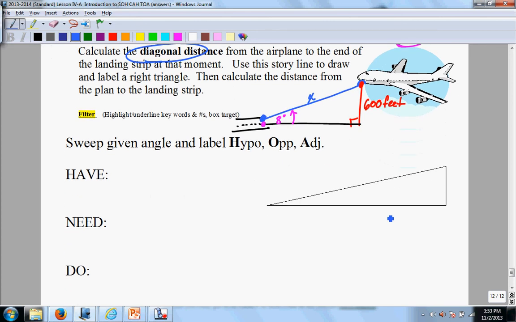Let's pull this information down to this triangle so you're more familiar with it. There's your 8 degrees. We want this as x. We have a 600 feet altitude, which is this right here. Your goal is to solve for x using SOH.